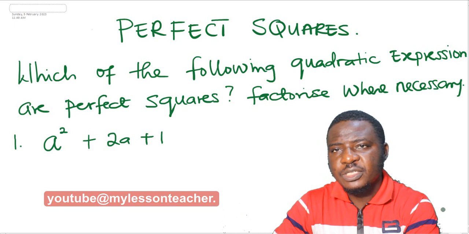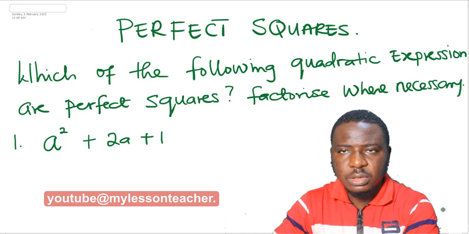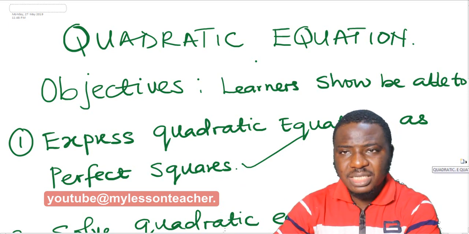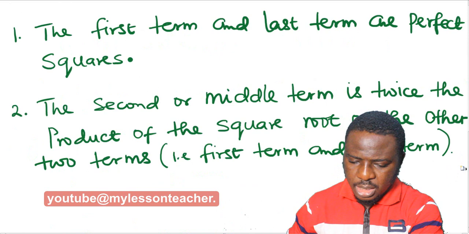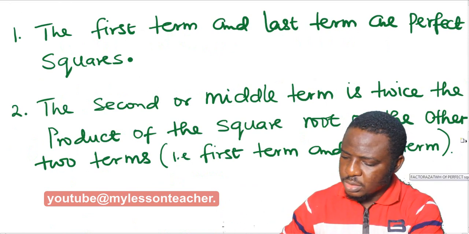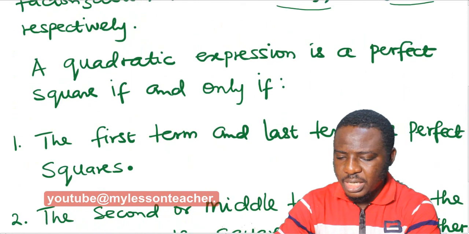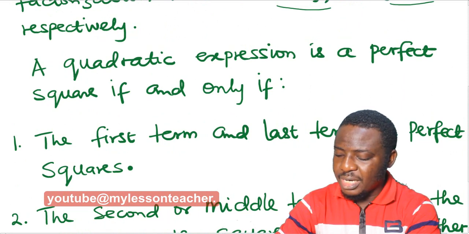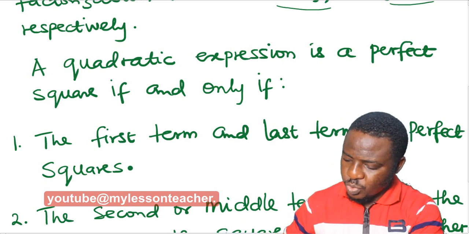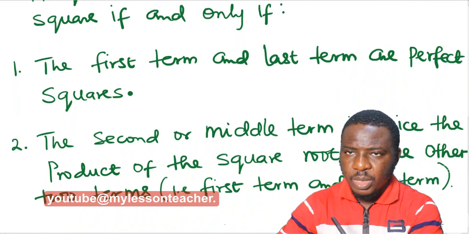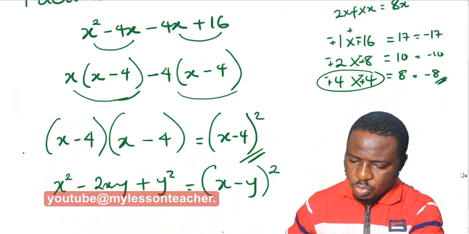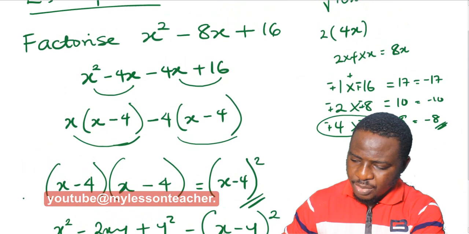Today's class is a continuation of our previous classes on quadratic equations. At the last class, we were looking at how to express quadratic equations as perfect squares. In that class, I told you that we have two steps to determine if a quadratic expression is a perfect square or not. I said that the first term and the last term must be perfect squares, and the second or middle term must be twice the product of the square roots of the other two terms. I equally gave you a few examples on how to determine if a quadratic expression is a perfect square or not.